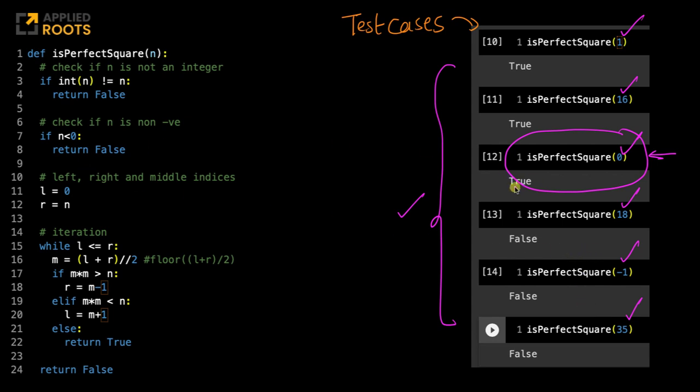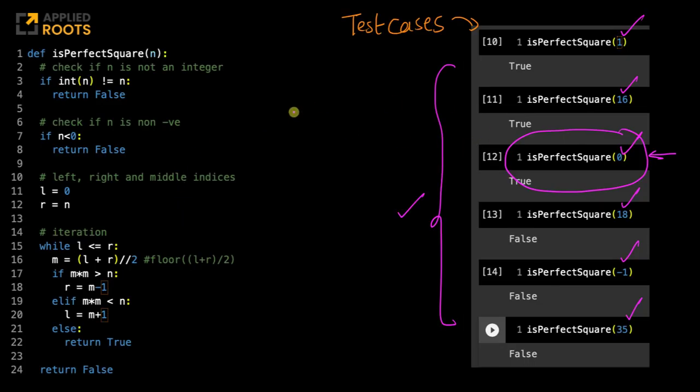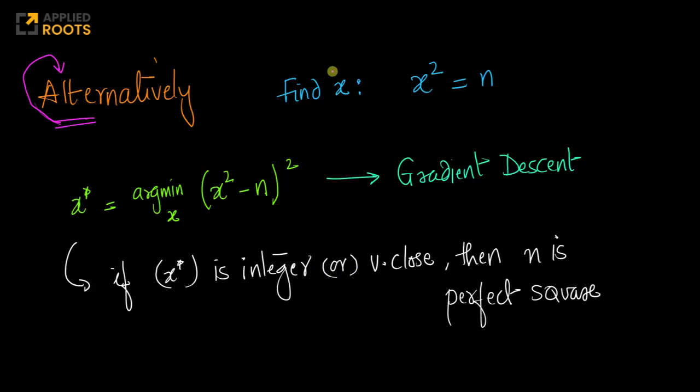Very simple case. Now, there is an alternative way of solving this problem also. Completely machine learning way of solving this problem. Till now, what we have solved is basic data structures and algorithms, basic linear search, binary search stuff. So while this is great, there is a completely different machine learning way of solving it. Because what we want to find is an x such that x square equals n.